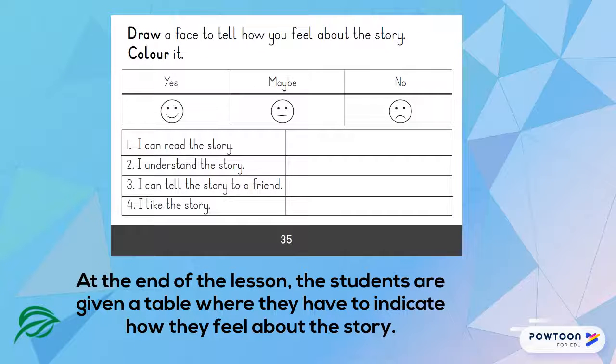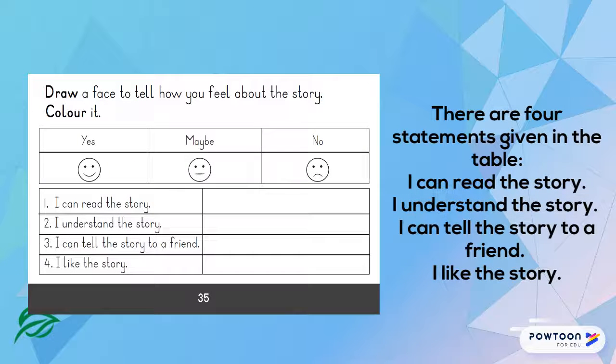At the end of the lesson, the students are given a table where they have to indicate how they feel about the story. There are 4 statements given in the table. I can read the story. I understand the story. I can tell the story to a friend. I like the story.